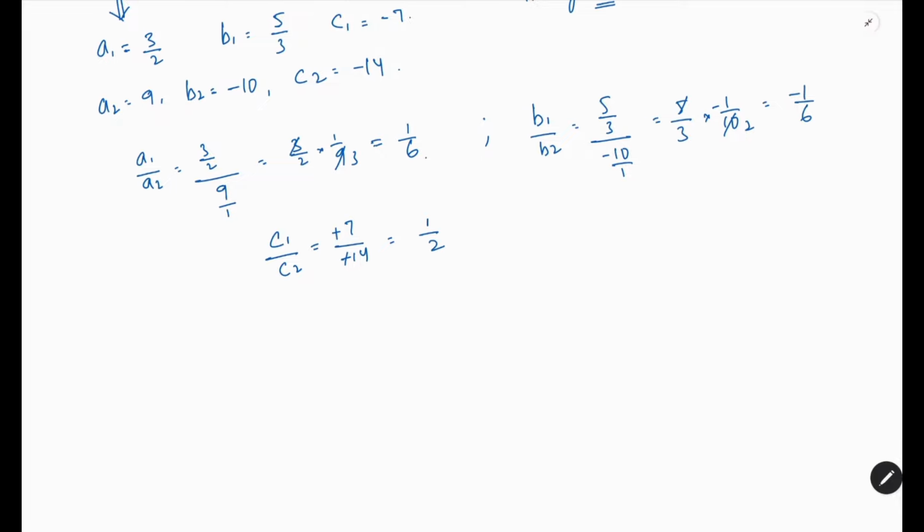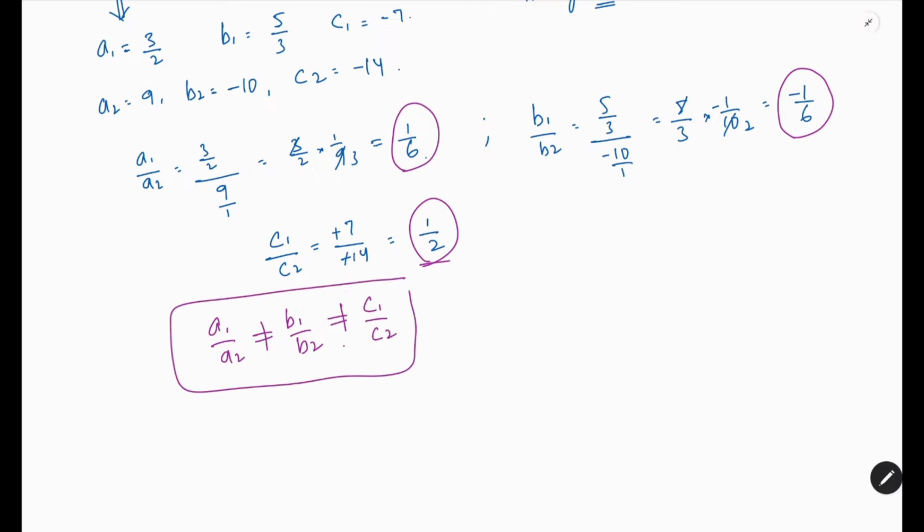Okay, now can we say that 1 by 6 equal to minus 1 by 6? No. Here A1 by A2 not equal to B1 by B2. Okay. Now is this minus 1 by 6 equal to C1 by C2? No. This is not equal to C1 by C2.